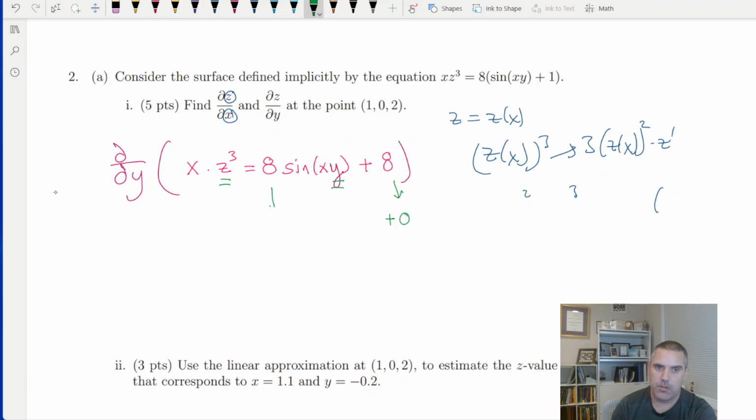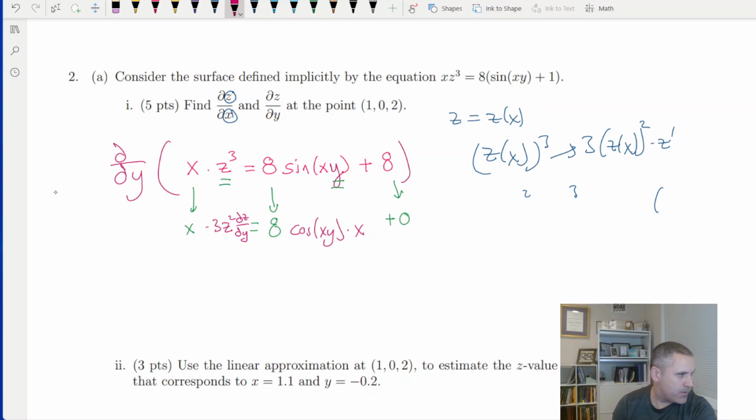Are there any coefficients? There's actually a couple. There's one here and one here. X is a coefficient. It's just a number sitting next to a function. This is a little easier because I don't need to use the product rule anywhere. I just need to do 3z squared dz dy. And then here it's going to be cosine xy. The derivative of y is 1 times x. Done. So that's the point of those sorts of questions.